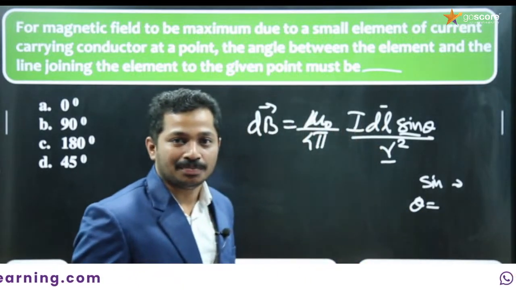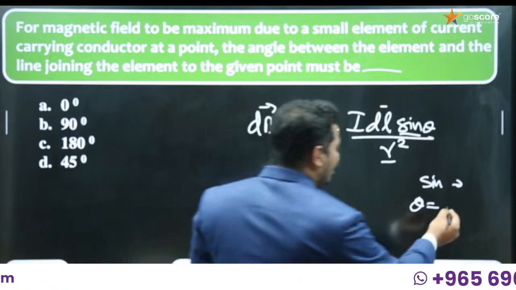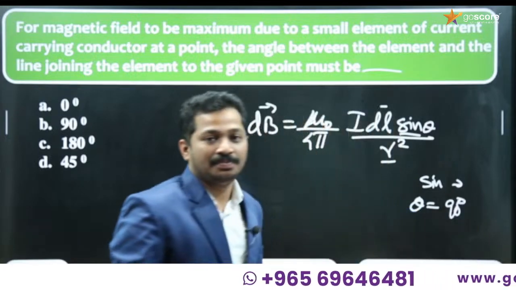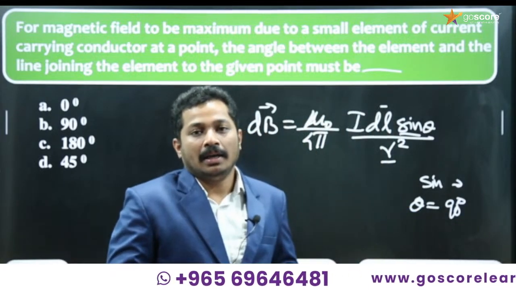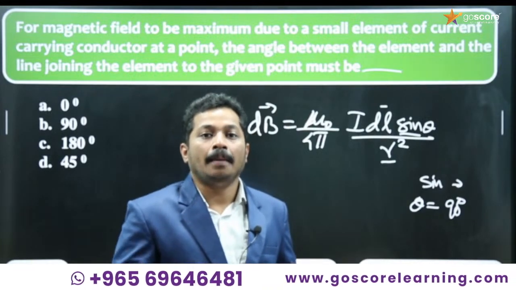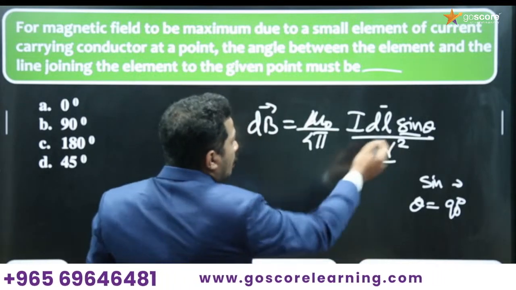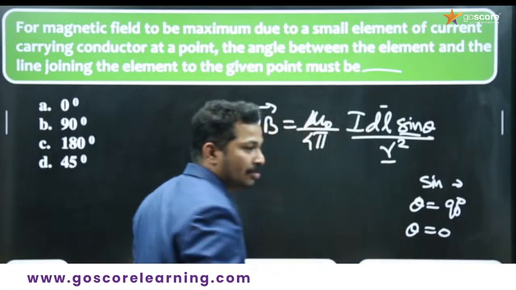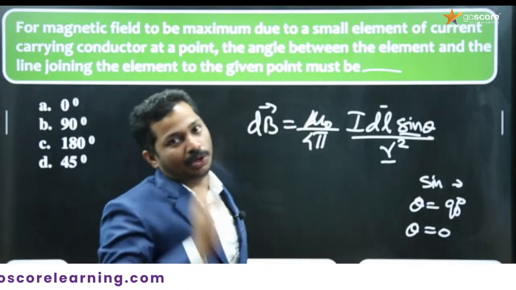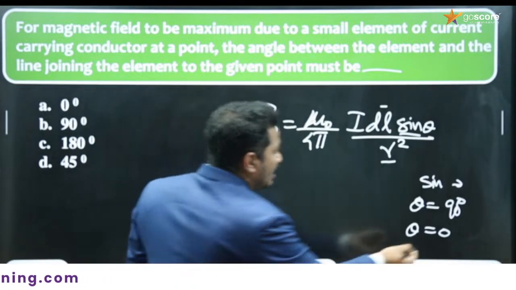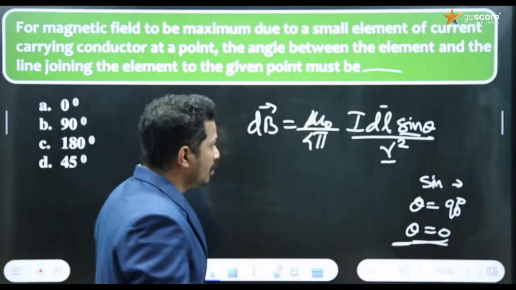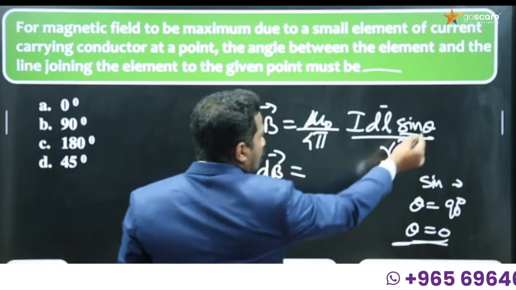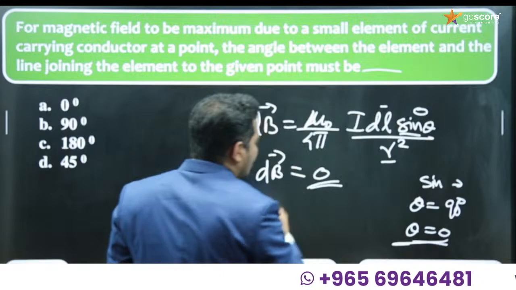When will sin theta be 1? Theta equal to 0 or 90? It should be 90 degrees, no? Theta should be 90, then only the magnetic field will be maximum. If sin theta equals 0, which means theta equals 0, sin 0 is 0, right? So if theta is equal to 0, dB is simply, since we are multiplying by 0, the resultant will be 0.